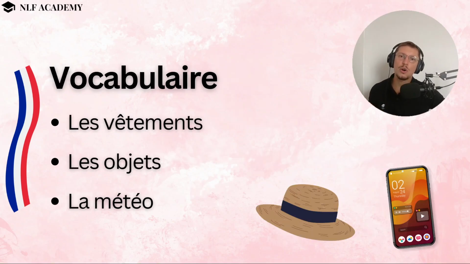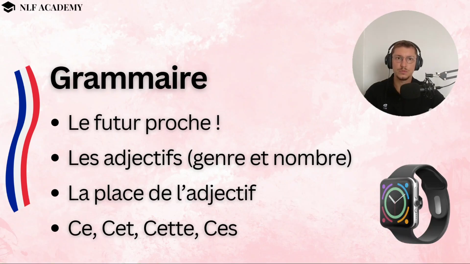Obviously, a lot of vocabulary about clothing, objects, and weather, right? Les vêtements. Les vêtements, clothing, les objets, la météo, the weather. In terms of grammar, because we're going to talk about clothing and objects, a lot of adjectives, right? Like the colors, the material, the size, etc. All of this will be adjectives.